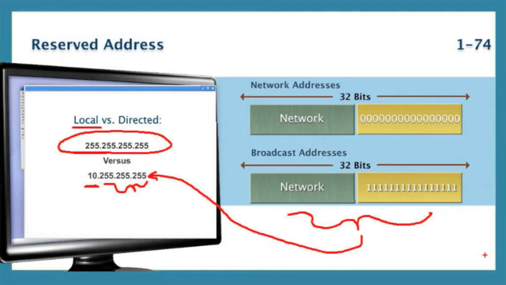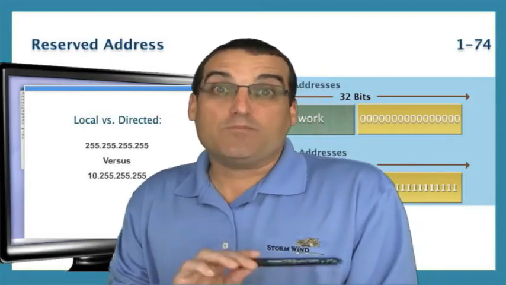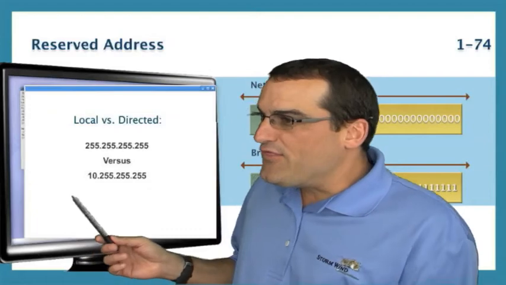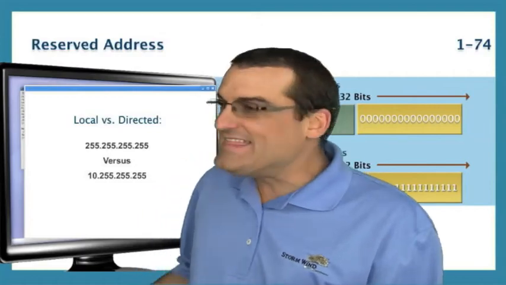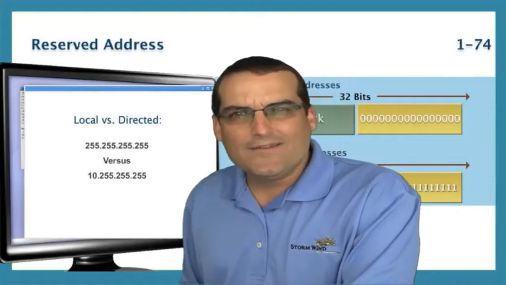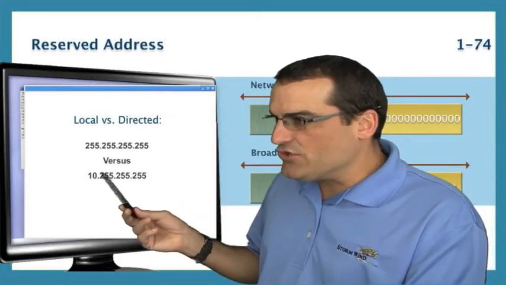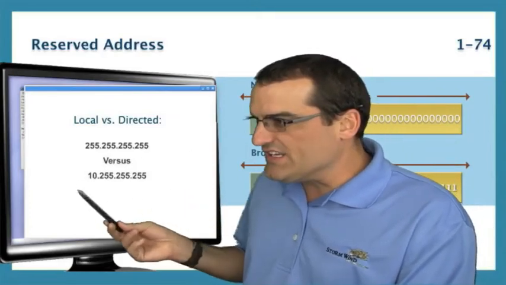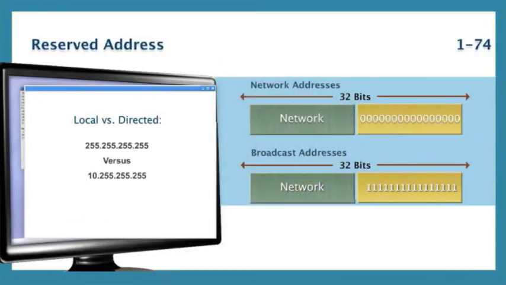And want to know something really interesting? Cisco routers, like most routers out there on the planet, they drop directed broadcasts by default. They don't allow this behavior to go on in their network. Why? Security reasons. There are many, many security attacks that take place using directed broadcasts. So they turn off that support capability and they only allow local broadcasts.